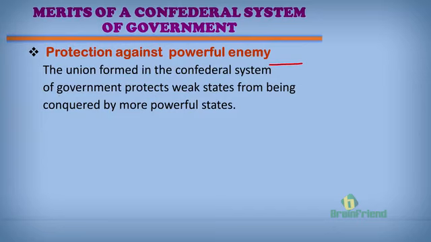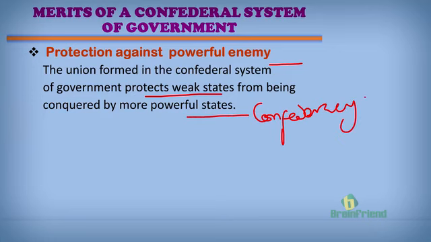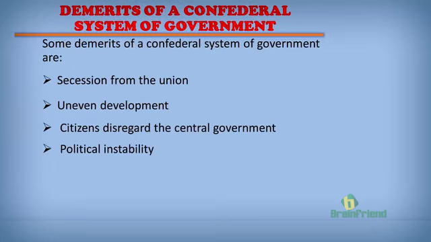The union that is being formed by these component states in the confederal system of government protects weak states from being conquered by more powerful states outside that particular confederacy that the weak state is a member of. So it helps it to stand against powerful enemies.